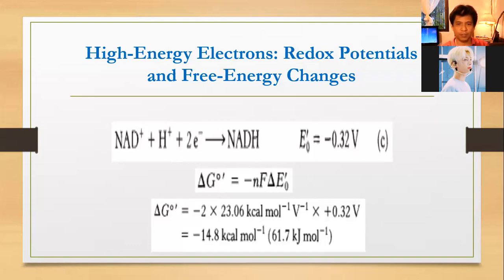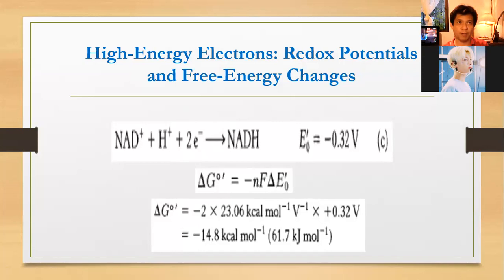So palitan nyo lamang yung F ng 96,500. And then as you can see, we're using 2 electrons. So yung N dito is 2. So negative, just grab my calculator, negative 2 times 96,500.